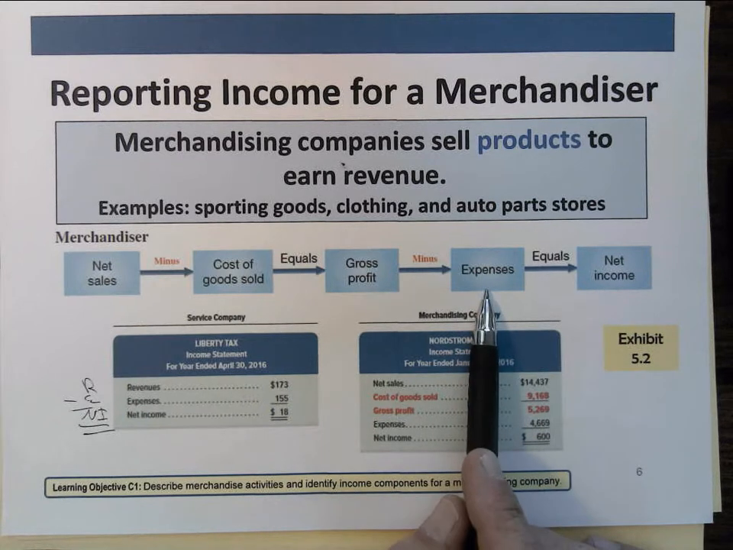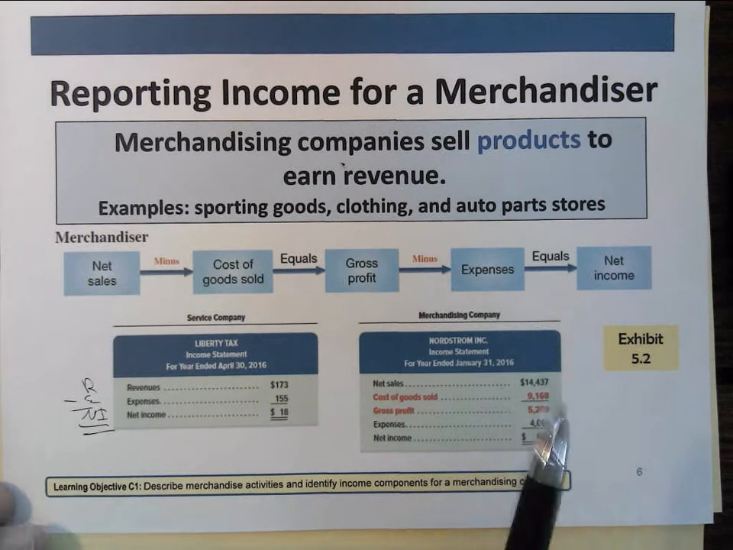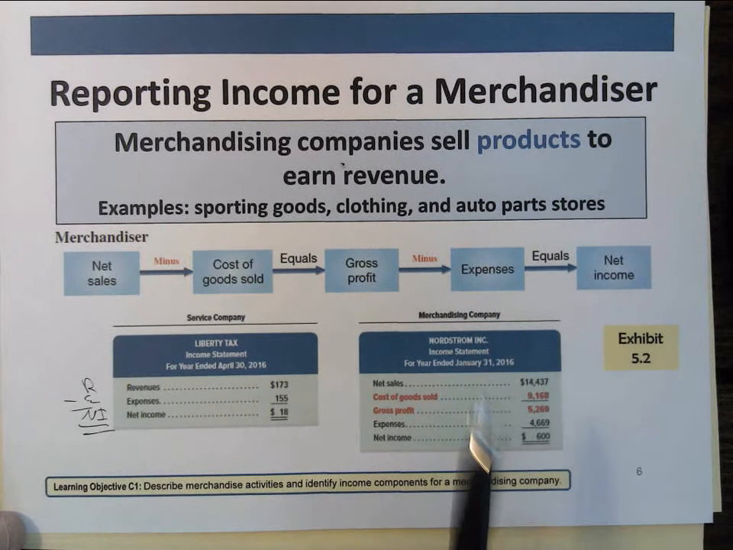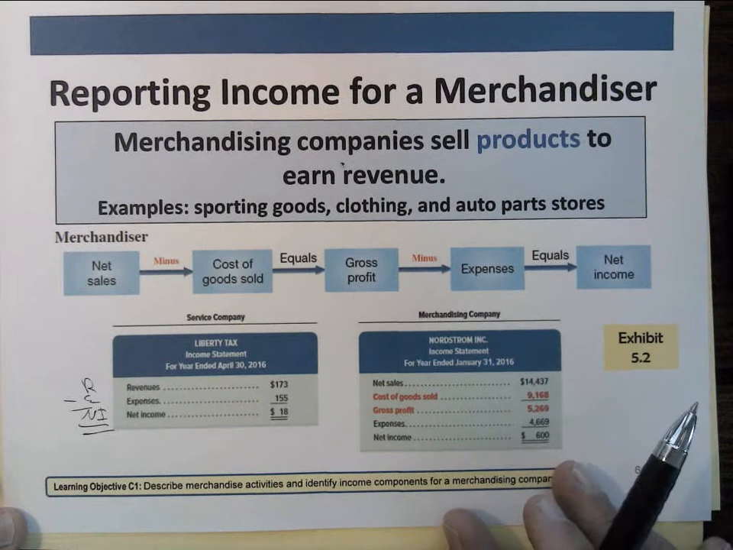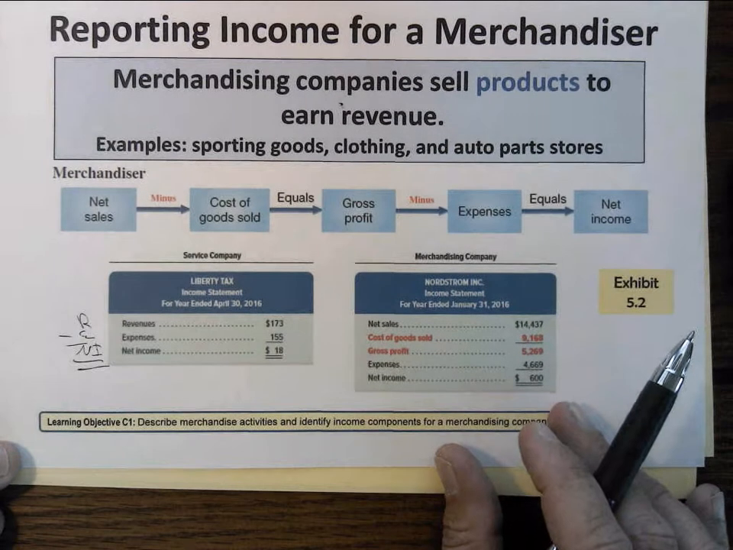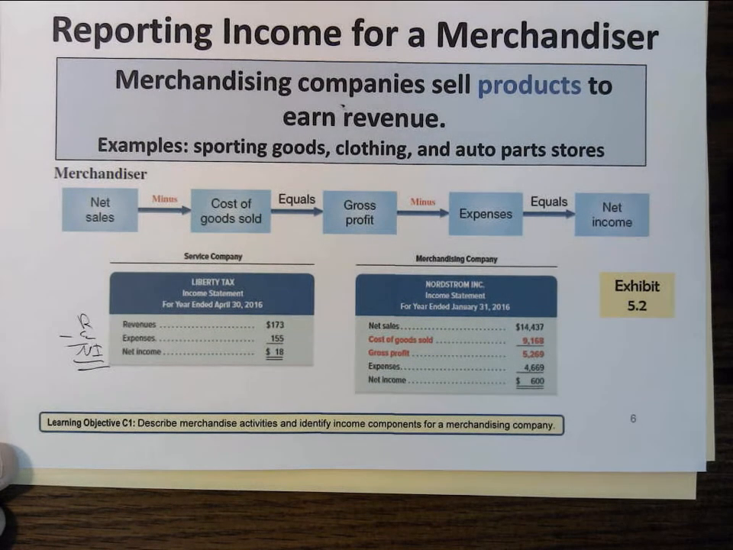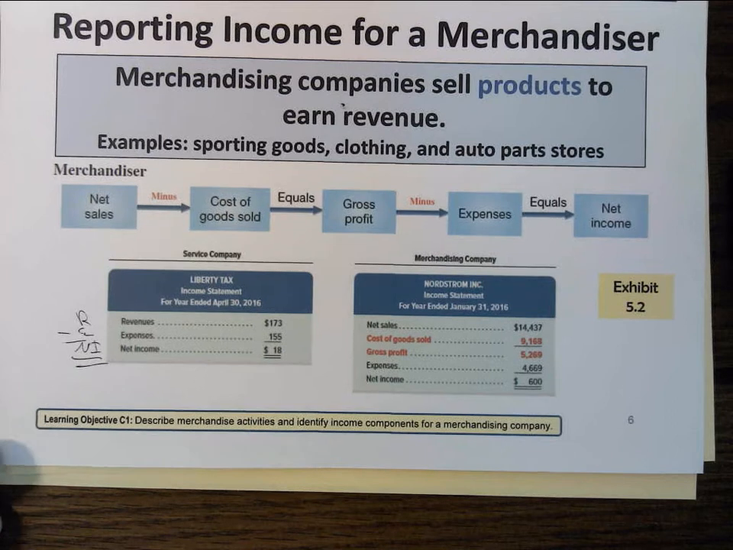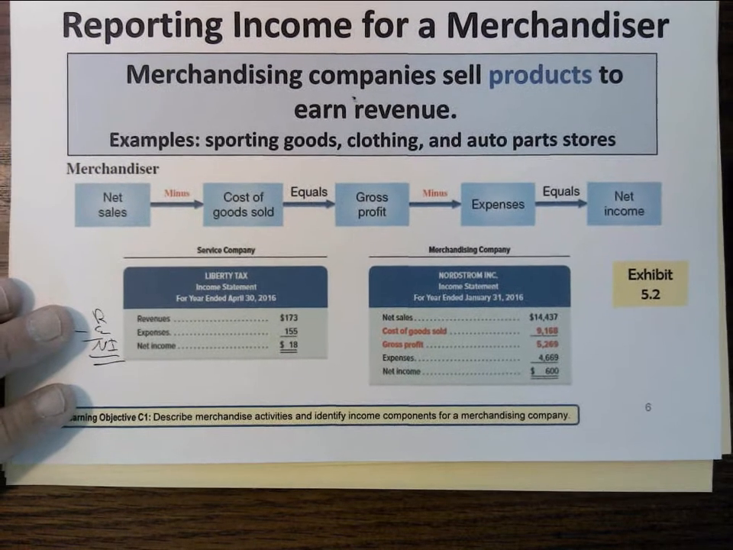These expenses are the garden variety expenses that we're used to, like wage expense and advertising expense and all of those kinds of things. So we get to net income. So this would be the income statement for a merchandising business. We're going to take a closer look at these two side by side.